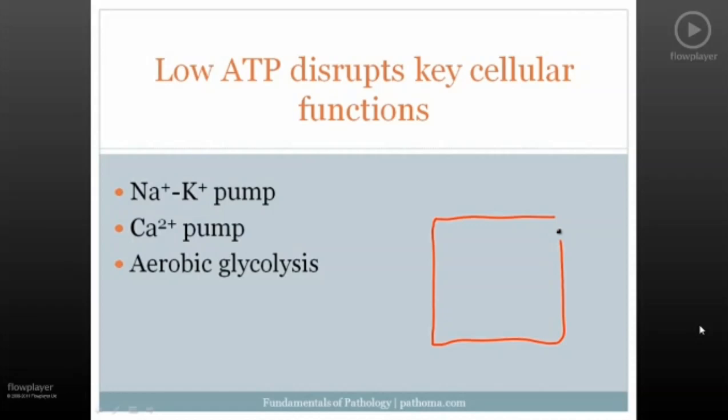And so if there's low ATP, the calcium pumps can fail, and that would result in a high cytosolic calcium. And the high cytosolic calcium is dangerous because it can activate enzymes which you wouldn't necessarily want to activate within the cell. So calcium is an enzyme activator.